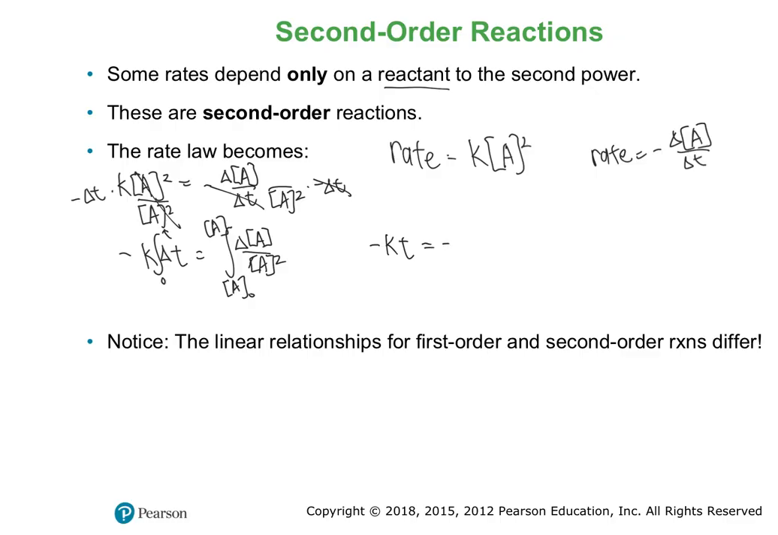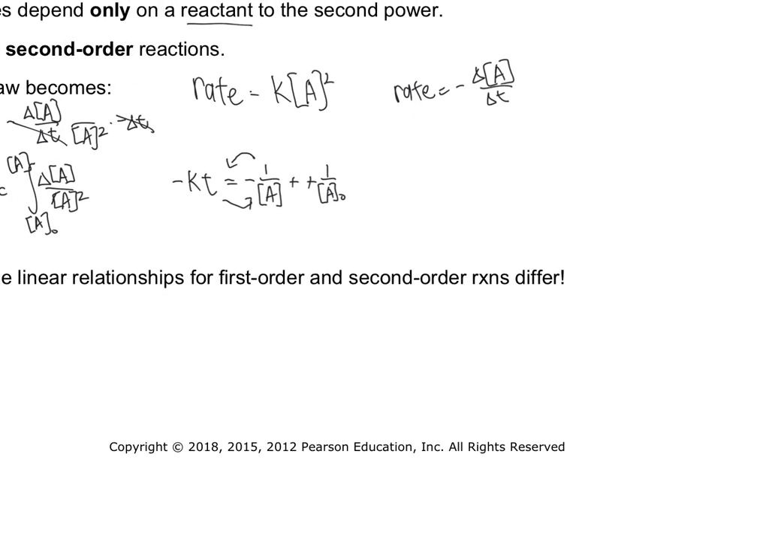So we're going to get negative 1 over the concentration of A minus negative 1 over the concentration of A naught. So those negatives become positives. And we're going to move the 1 over A to the other side and the negative kt to the other side. So we'll get, ultimately, 1 over A equals positive kt plus 1 over A naught.